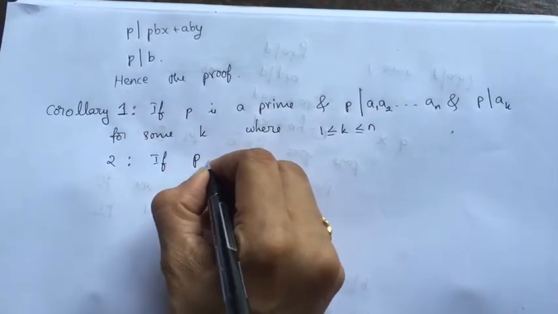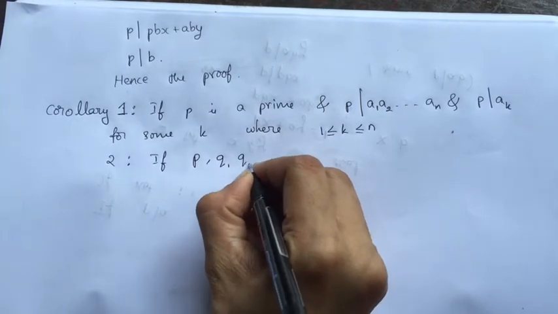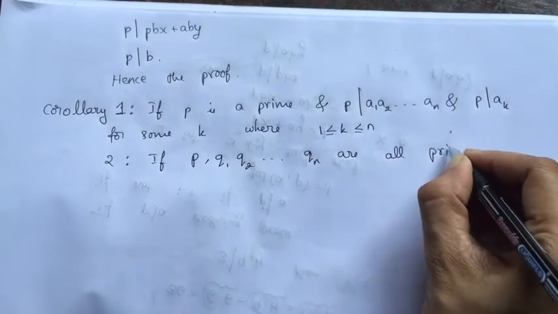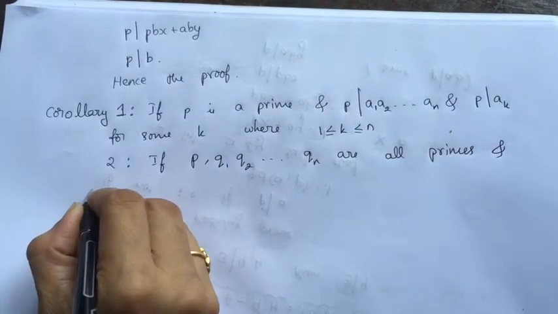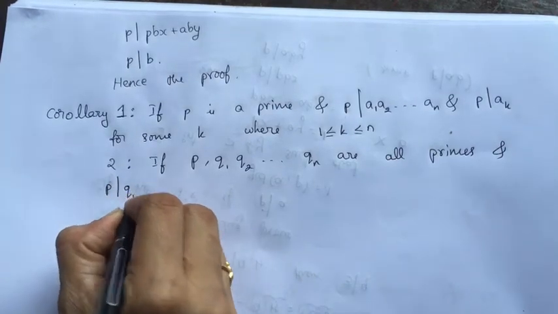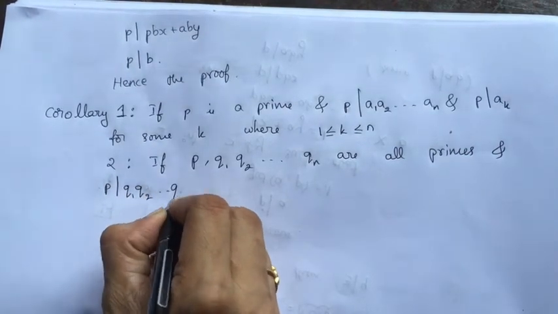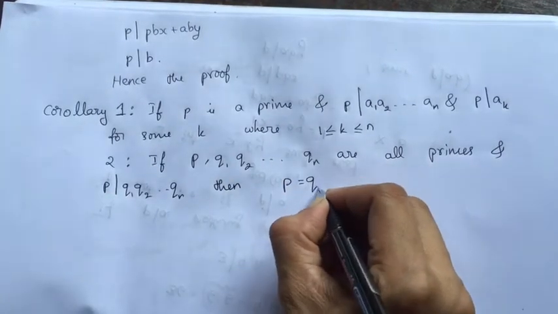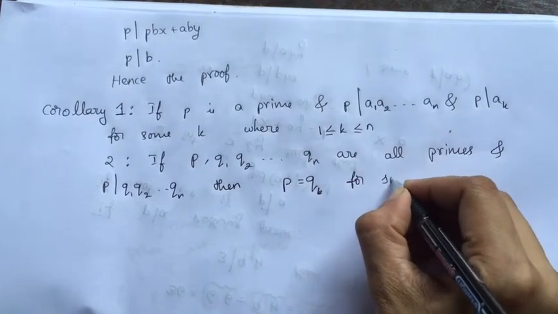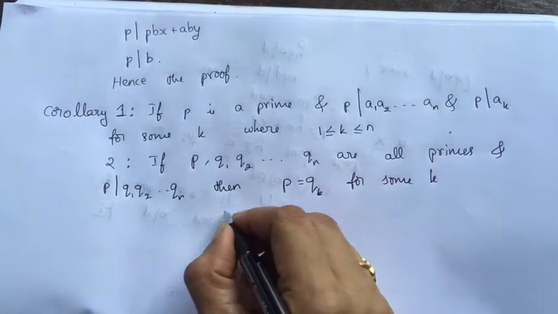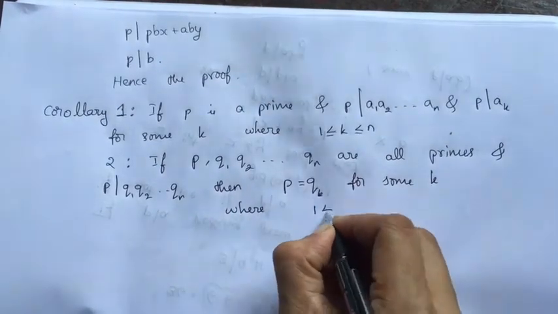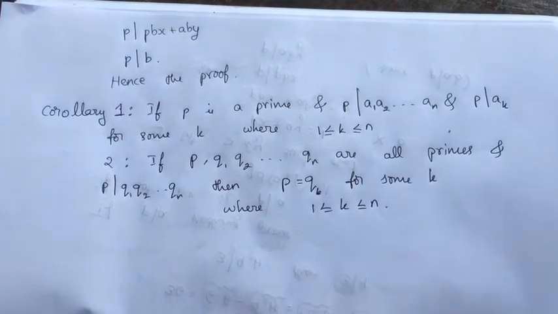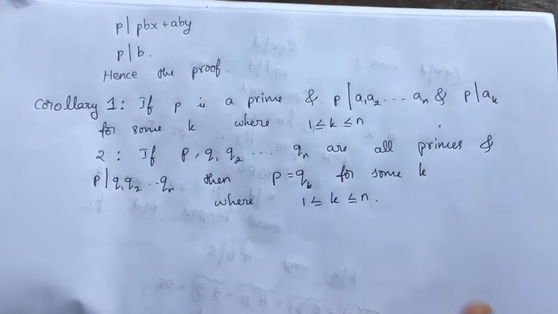if p, q1, q2, dash dash qn are all primes and p divides the product of q1, q2, qn, then this prime number p is equal to some qk, for some k where 1 is less than or equal to k less than or equal to n. These are the two important results. We should keep them in mind.